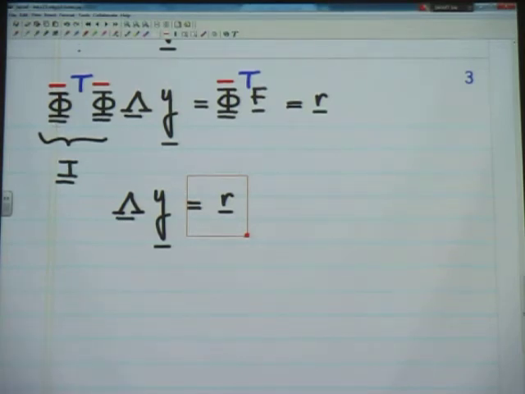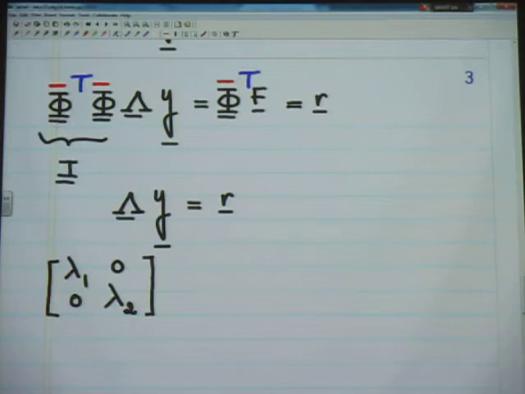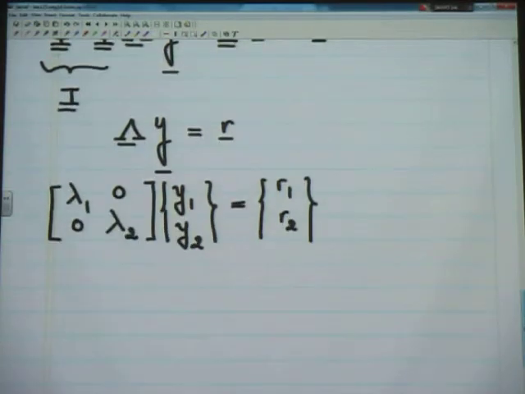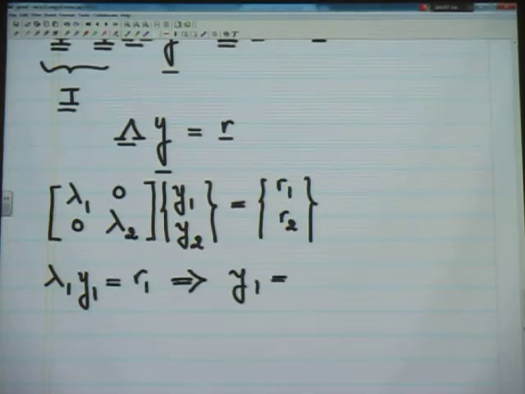You can write out the detail and you see lambda is lambda 1, lambda 2, 0, 0, times y1, y2. That's the column matrix. Y equal to R1, R2, right? So therefore, the two equations are now completely uncoupled. The first equation is lambda 1 times y1 equal to R1. And therefore, you can solve immediately y1 equal to R1 divided by lambda 1, right?